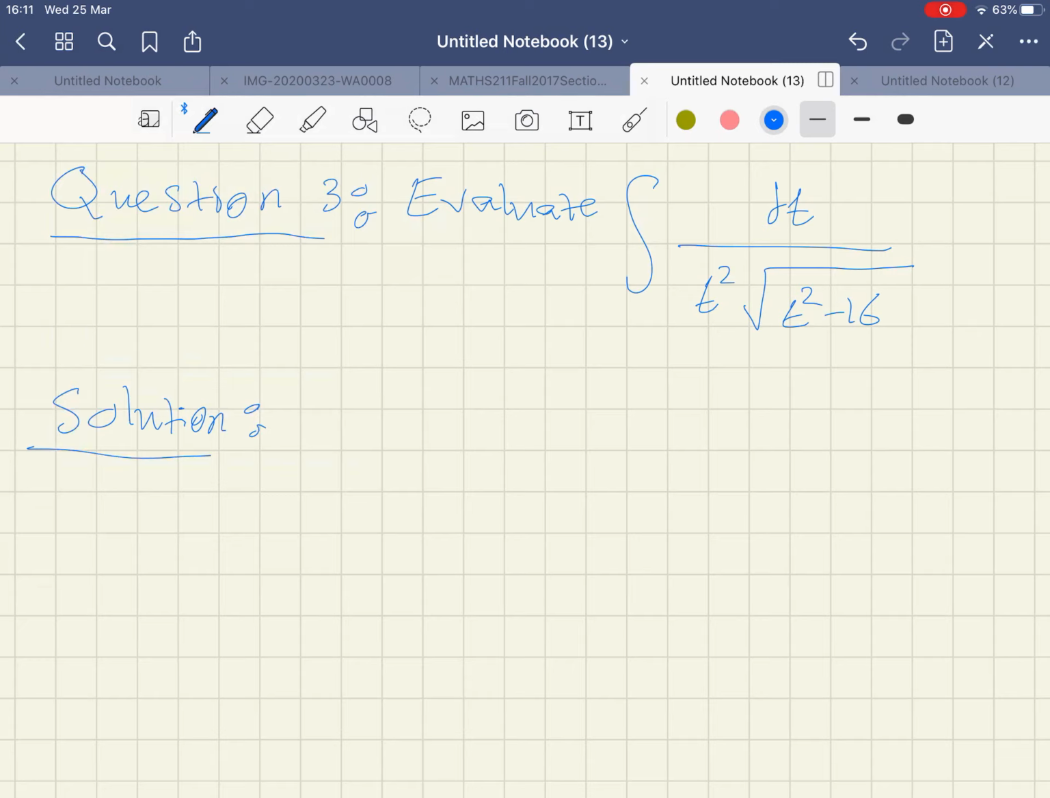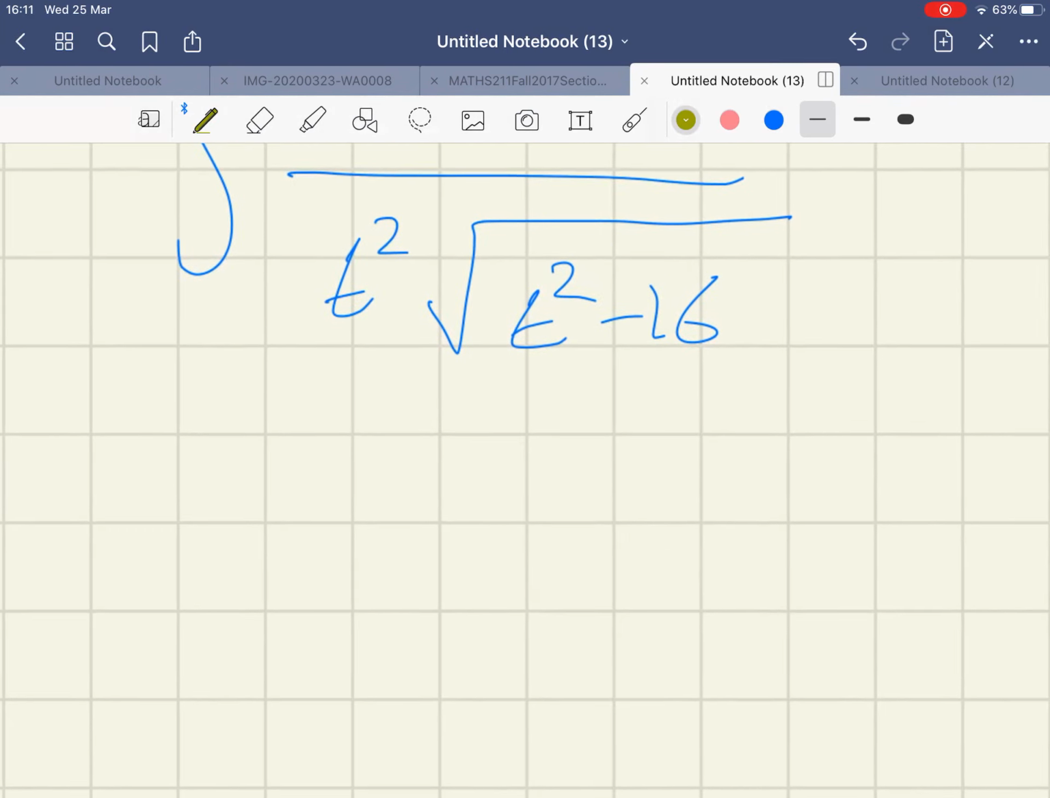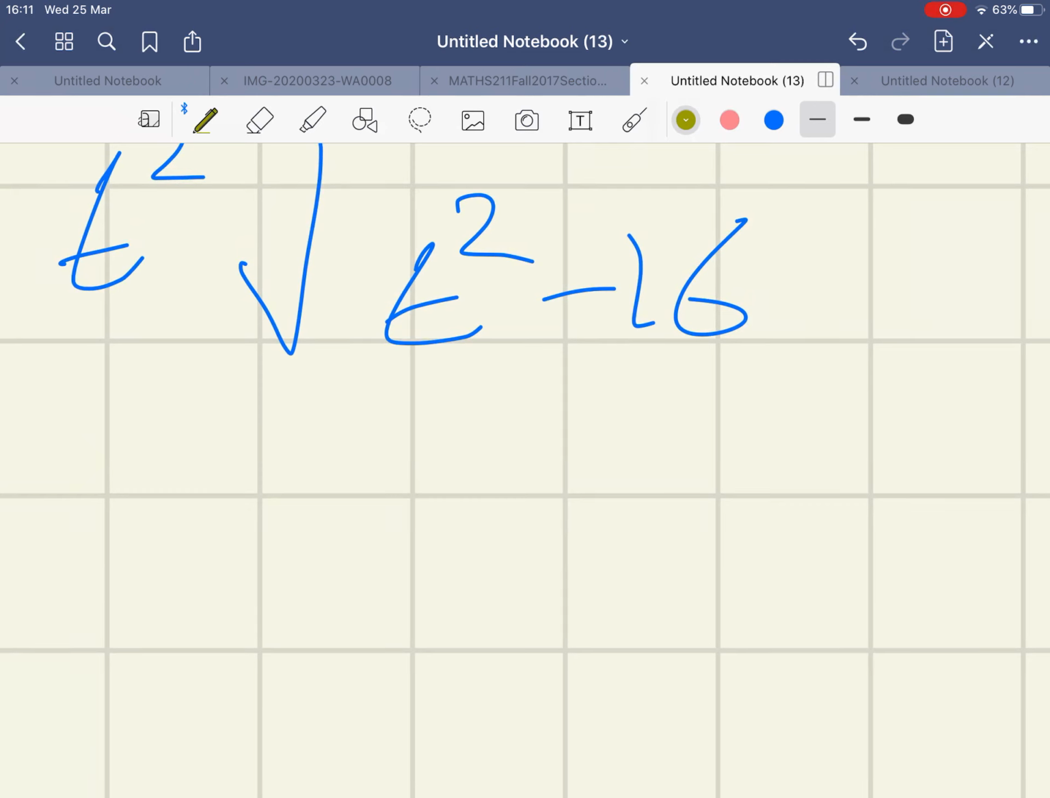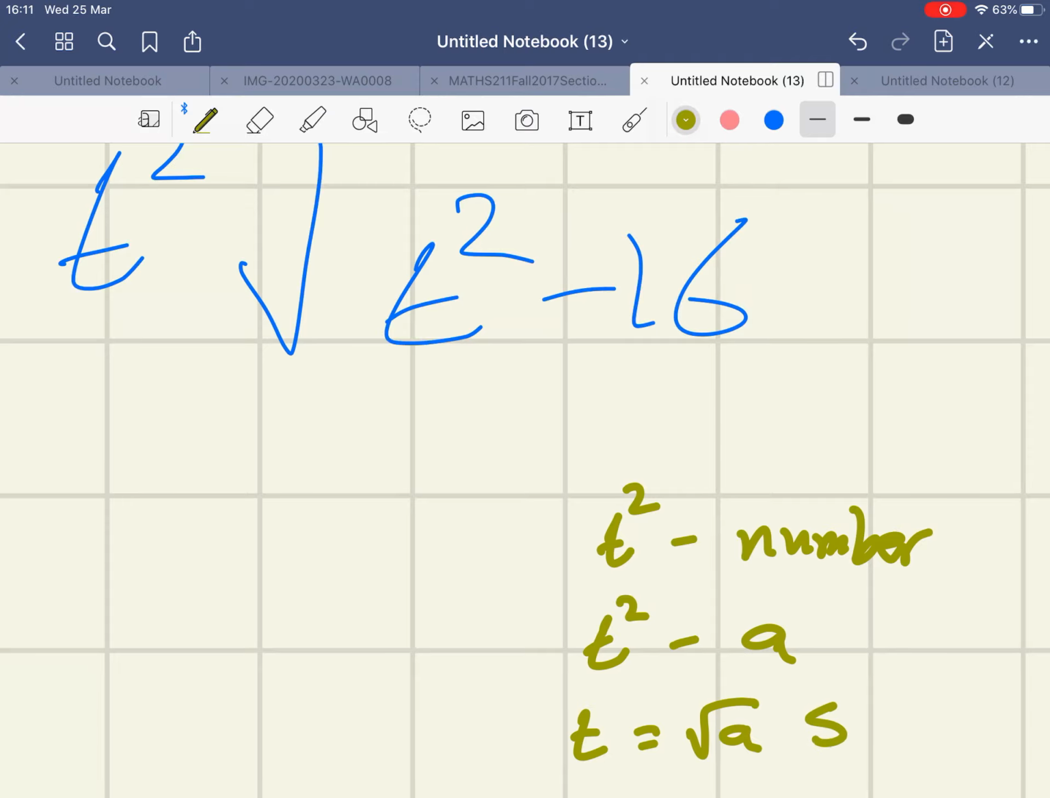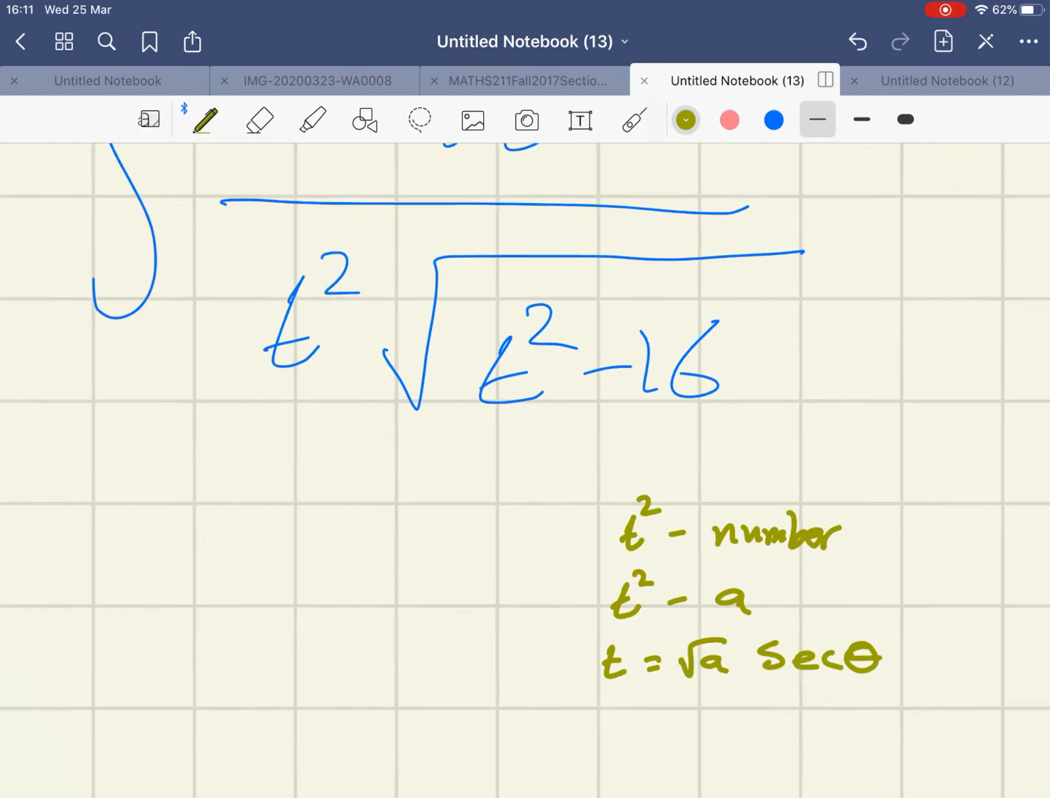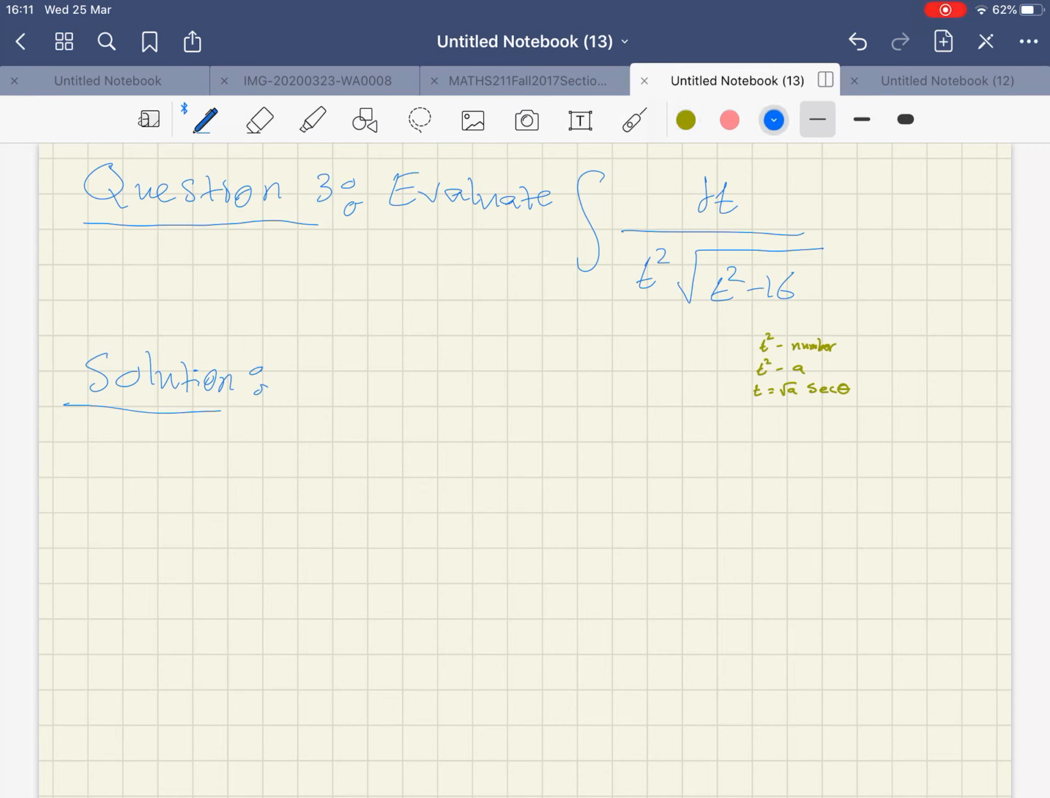let me write it up here. If we have something squared, which is t squared minus a number, which is usually a, we just take x or t or whatever that is squared, and we take square root of a, and then we take secant theta. So that's the substitution I will use to solve this question. So here I'll write t equal square root of that number secant theta. Now this number is 16, so I just take square root of 16, which means t equal 4 secant theta.